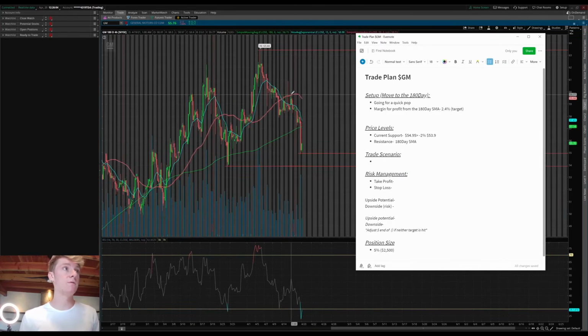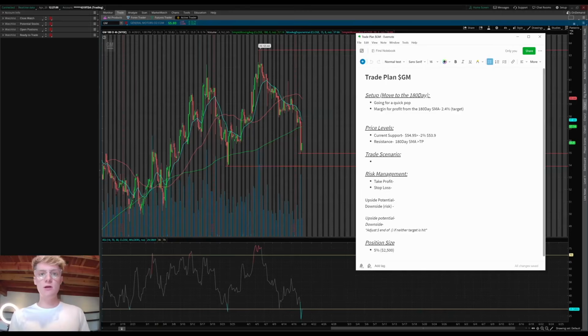Again, we're aware of our other moving averages, our 50-day and our 15-day, but those aren't going to play a role in this trade. They're way above where we're currently trading, so it doesn't matter. So the 180-day SMA is our resistance, and it's also our take profit. That's where we're going to be taking profit.